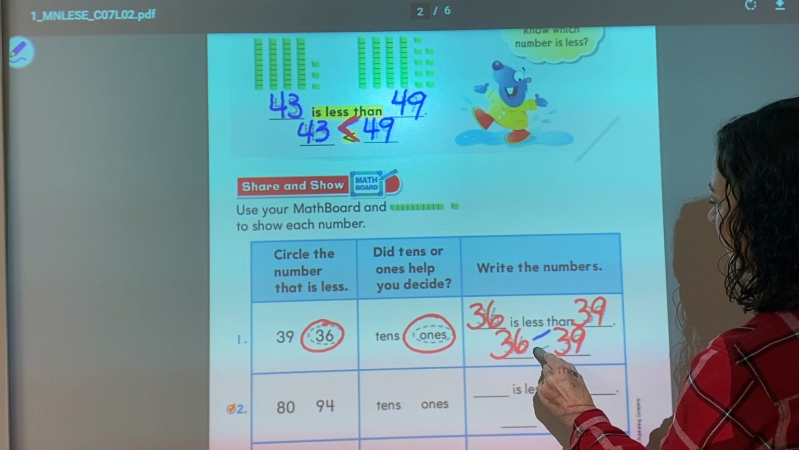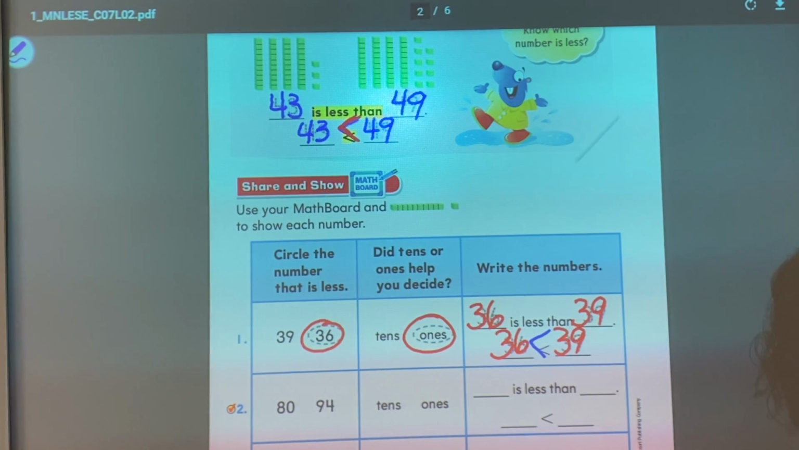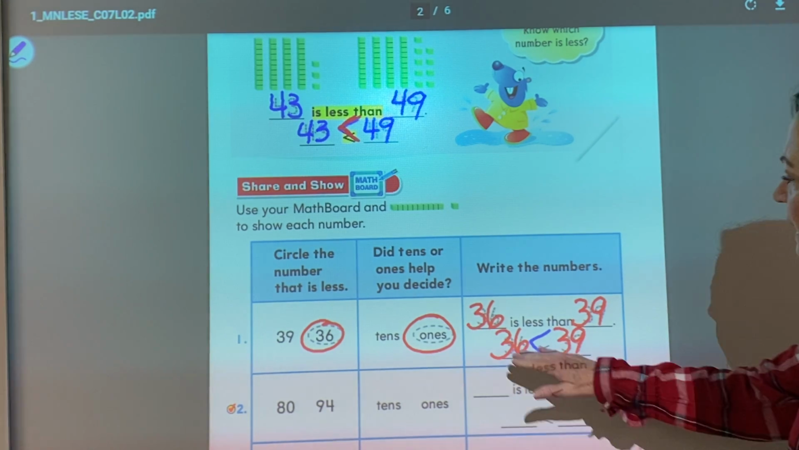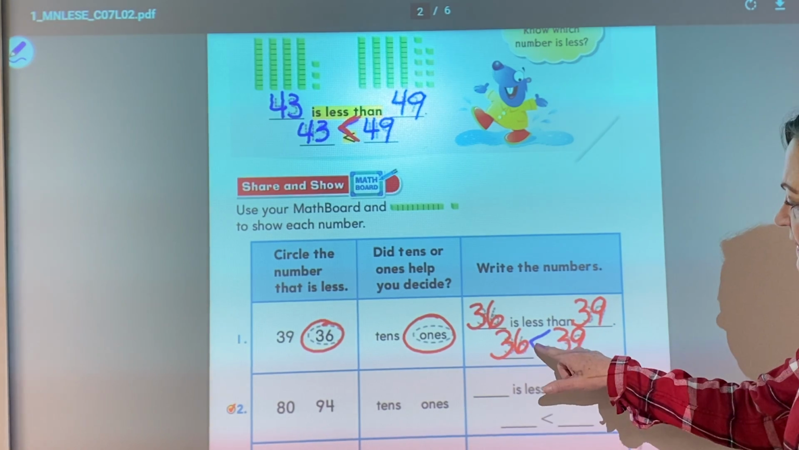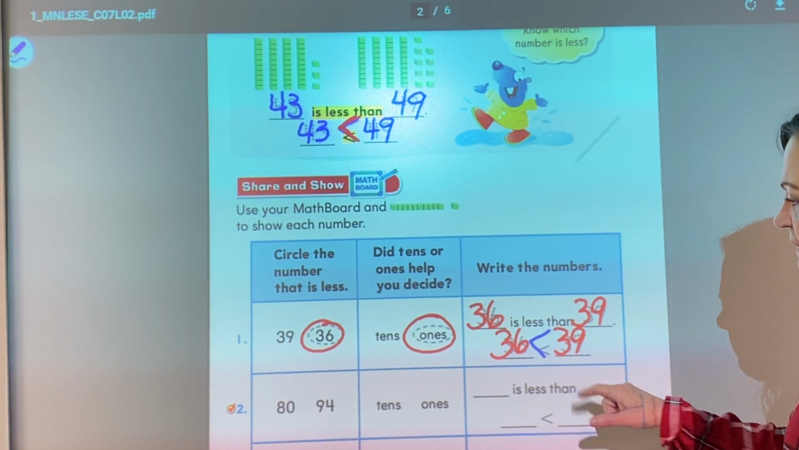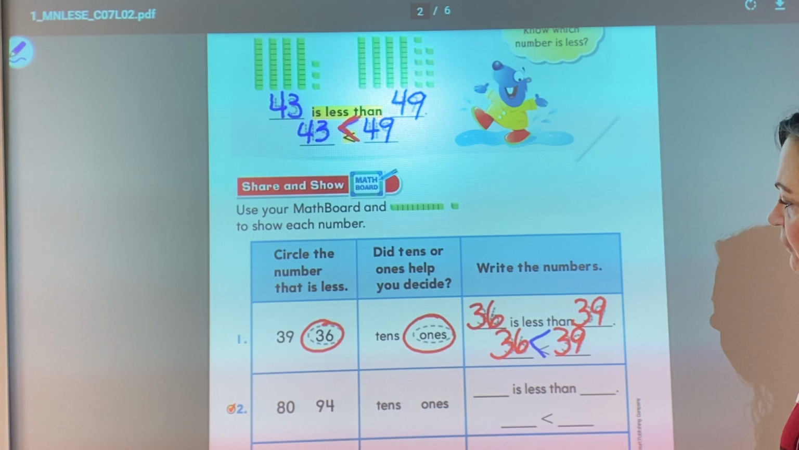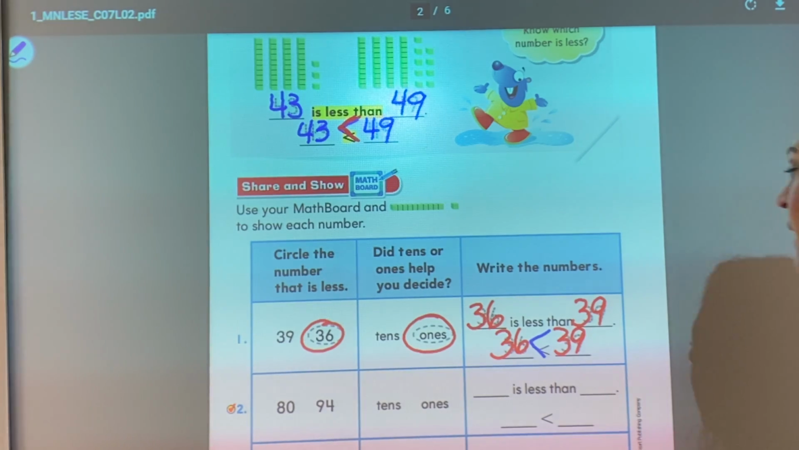And just make sure that alligator's mouth is open to the biggest number. But you read it like this: 36 is less than 39. All right? You have to read it the way it's written. That's what most first graders have the biggest problem with.